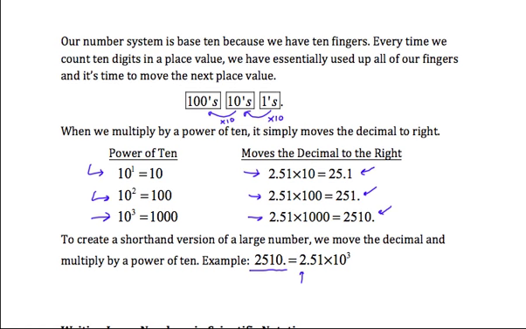Now I want to take this 2.51 and I want to make sure that it's equal to this 2,510. So I'm going to multiply by a power of 10 to do that. Well, to make this number 2.51 equal this one over here on the left, I need to move the decimal, notice, 1, 2, 3 places to get back to that number. So I make sure then that I multiply by 10 to the third power.